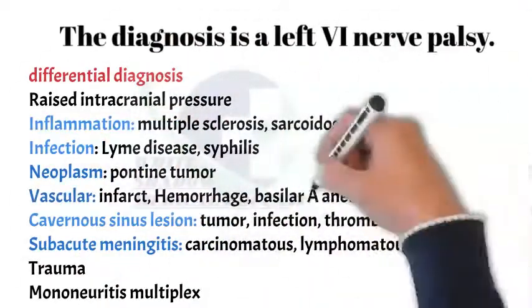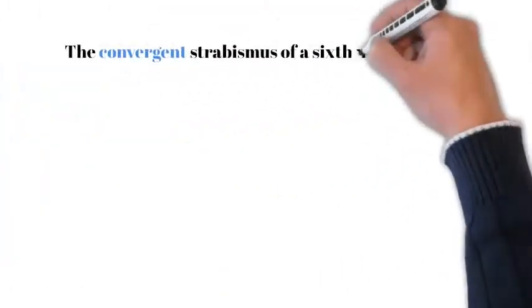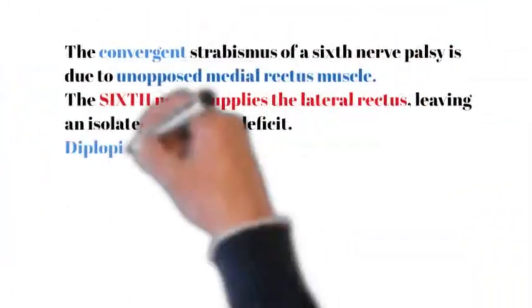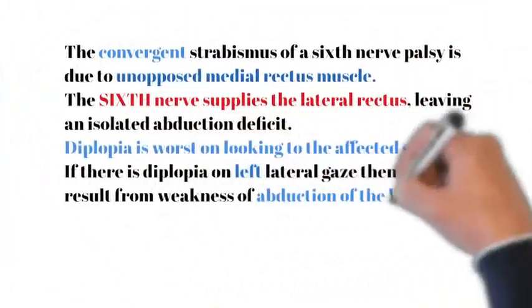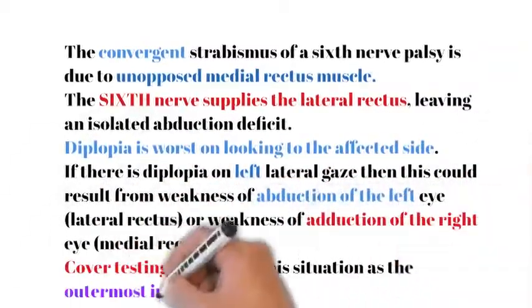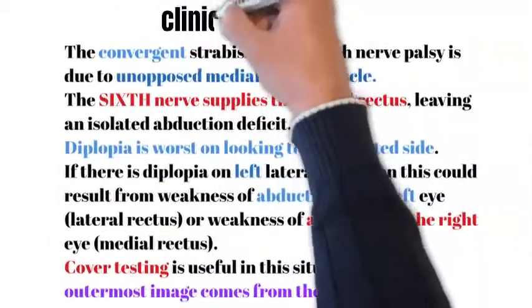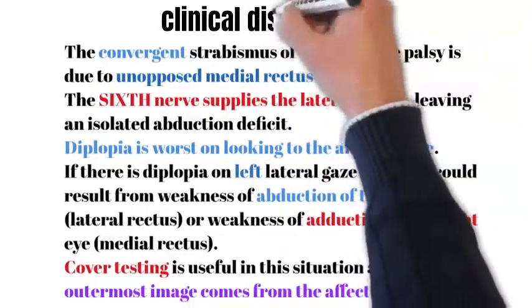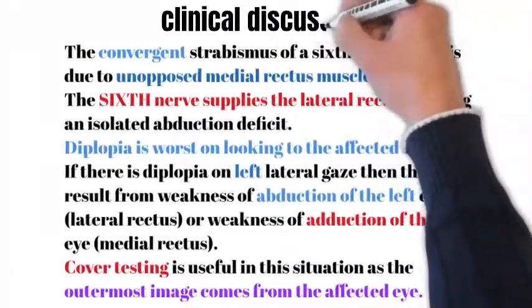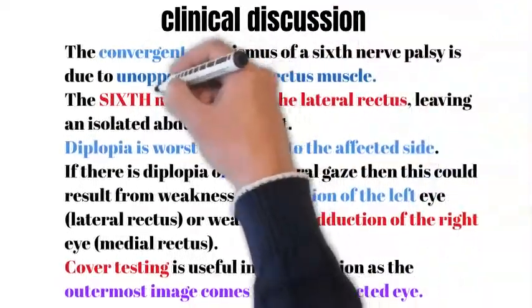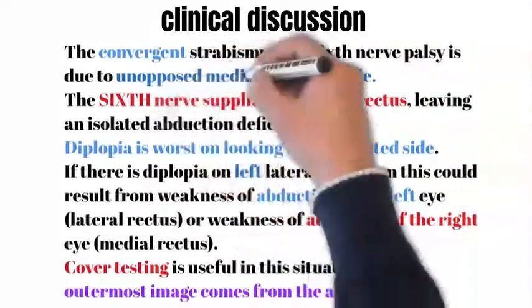Clinical notes. The convergent strabismus of a sixth nerve palsy is due to unopposed action of the medial rectus muscle. The sixth nerve supplies the lateral rectus, leaving an isolated abduction deficit. Diplopia is worst on looking to the affected side.